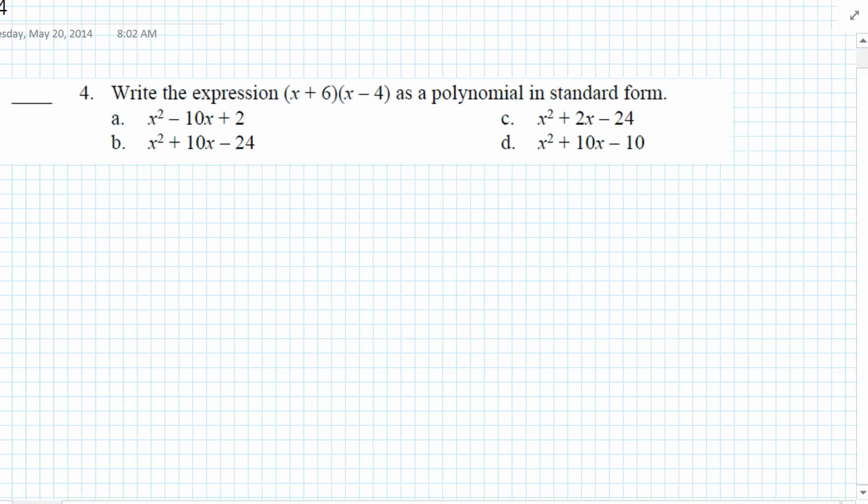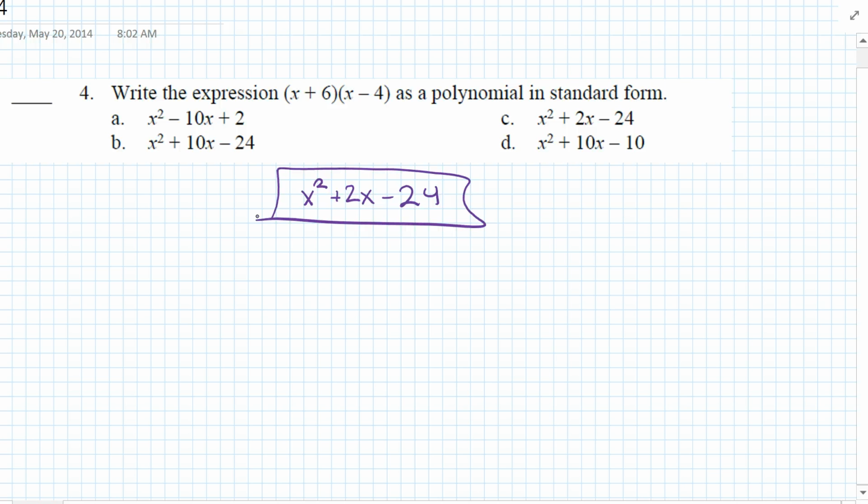Number 4. Write the expression as a polynomial in standard form. First number squared, so it's going to be x squared plus 2x minus 24. You can FOIL that however you want. If you don't know how to do it the shortcut way, just do it the long way. X times x is x squared. X times negative 4 is negative 4x. 6 times x is 6x. And 6 times negative 4 is negative 24. Sum like terms, you get that answer. So the answer is C.